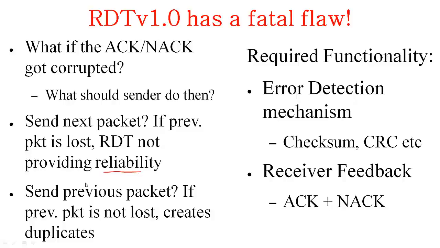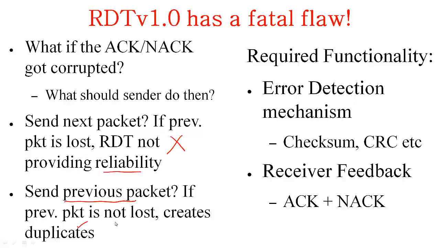You could also be a pessimist and assume that the corrupted feedback could have been a NAC, and thereby retransmit the previous packet. Now what is the problem with this? If the previous packet is indeed not lost, now you are sending duplicate packets to the receiver. Our goal is to provide reliability, thereby you need to assume the worst and send the previous packet. So this retransmitting of the previous packet can potentially create duplicates.